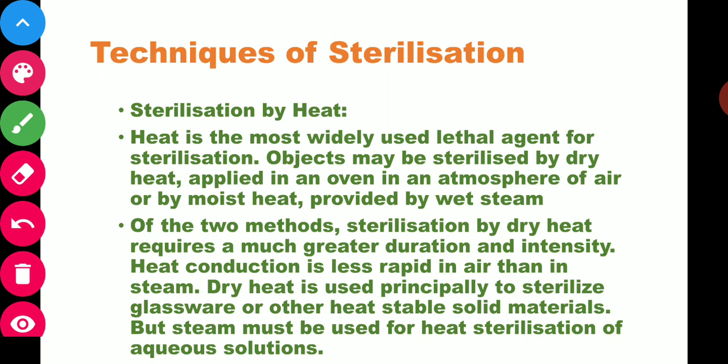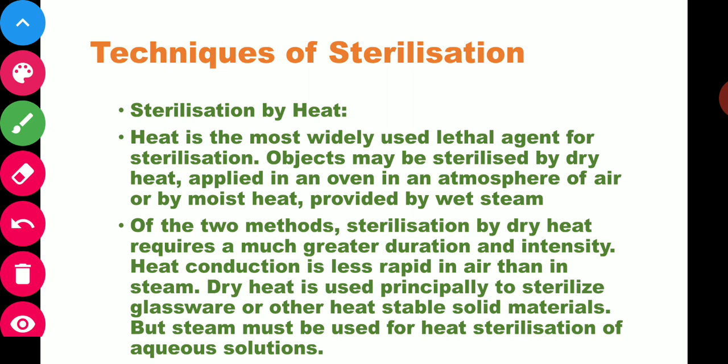Now, how is sterilization by heat done? Heat is the most widely used lethal agent for sterilization. Objects may be sterilized by dry heat applied in an oven in an atmosphere of air, or by moist heat provided by wet steam. Of the two methods, sterilization by dry heat requires much greater duration and intensity. Heat conduction is less rapid in air than in steam.